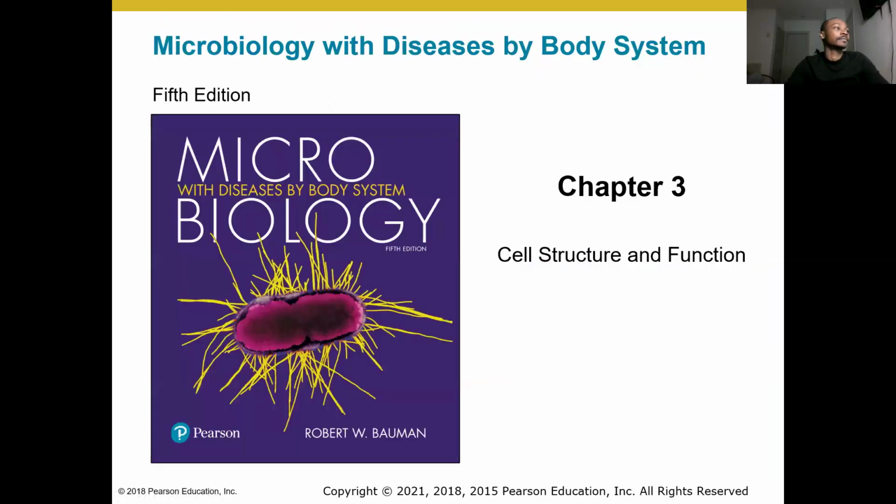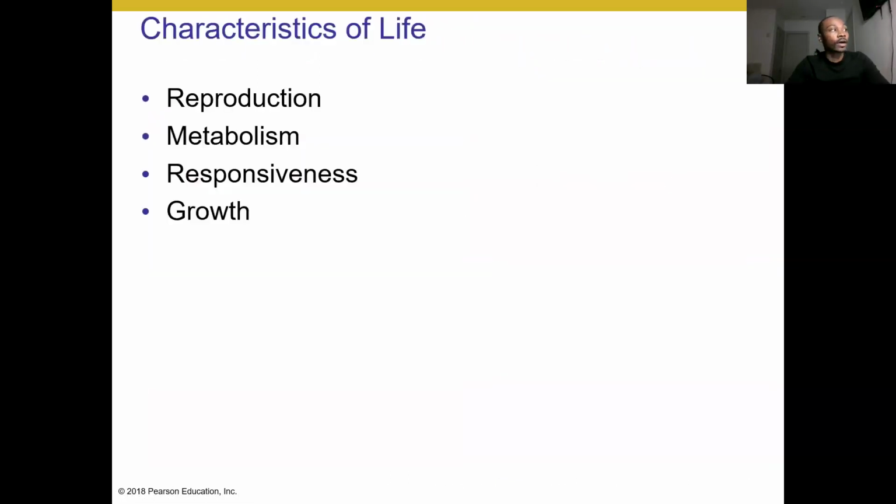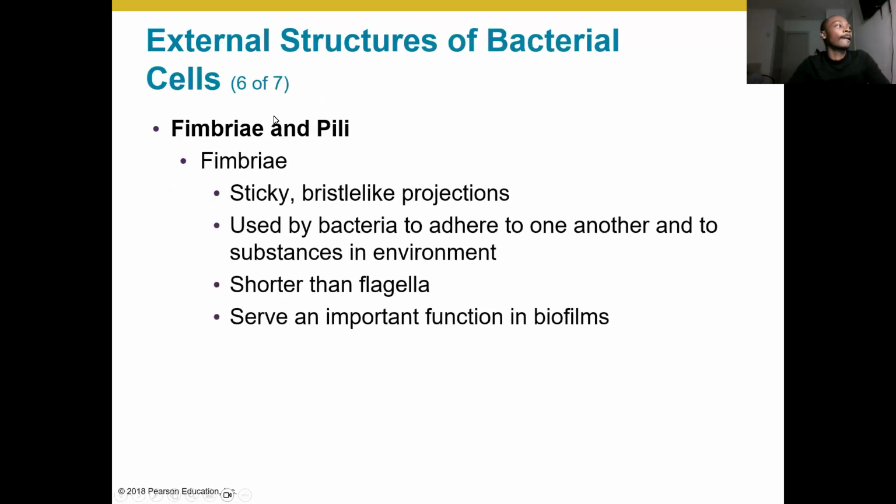We're looking at chapter 3, cell structure and function. Remember, these are the characteristics of life. An organism must be able to reproduce. It must be able to metabolize. It must be responsive to its environment, and it must be able to grow. For something to be living, it must undergo all of these. For example, a virus is not living because it can't undergo its own metabolism. It can't reproduce by itself. It needs to be inside of a host to do that.